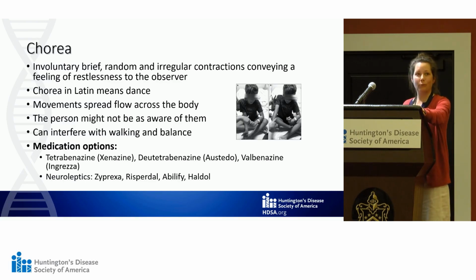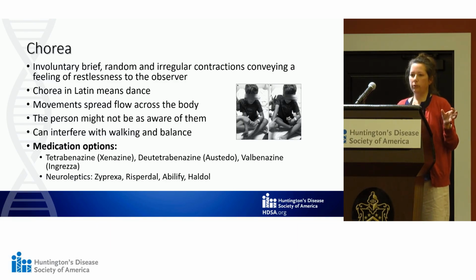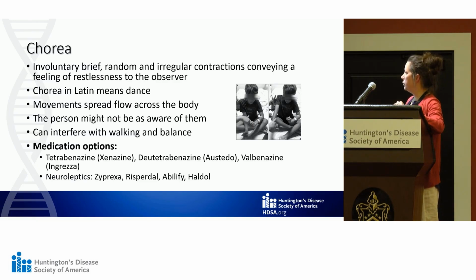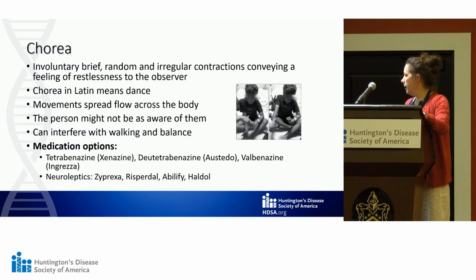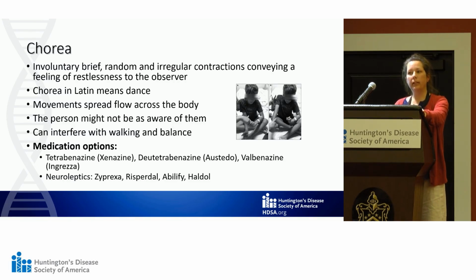So we got three, which is great. And then you can use what we call our neuroleptics or antipsychotics. It's a category of medication that's used to treat mood disorders across the spectrum of diseases. But they're great to use for treatment of chorea. And here's some of them listed: Zyprexa, Risperidone, Abilify, Haldol. You might have heard of some or all. There's different reasons for using each one depending on the individual. So we just have a landscape that we can use. And with this being for mood and psychiatric conditions as well, we can treat two different things.